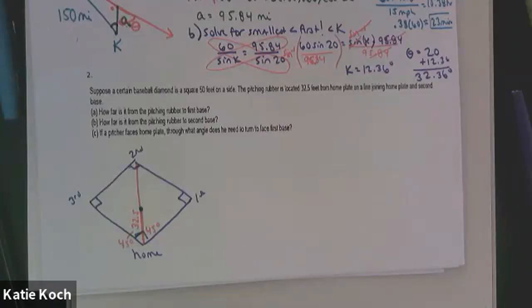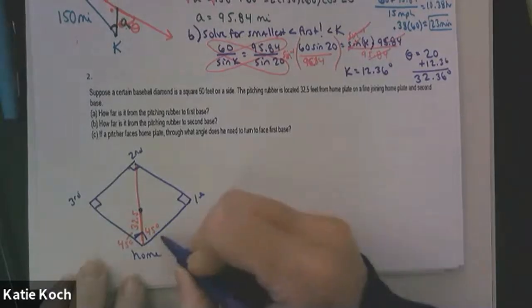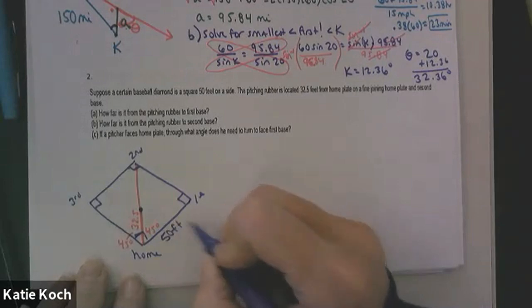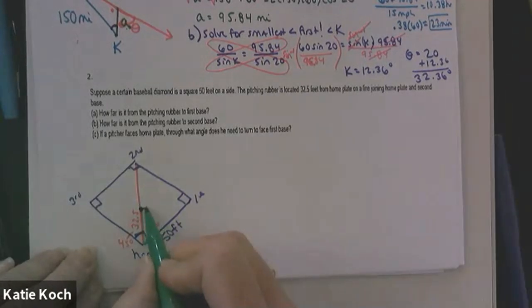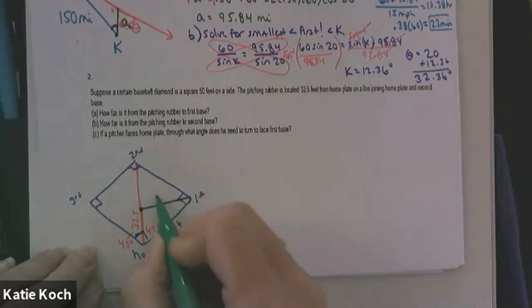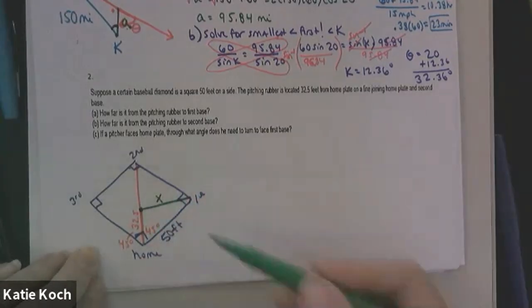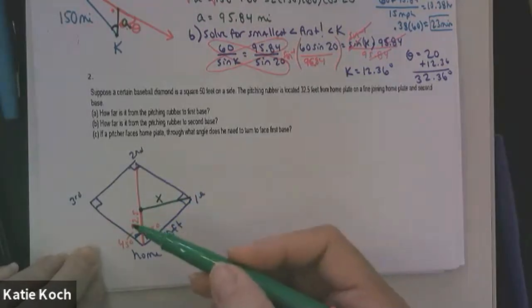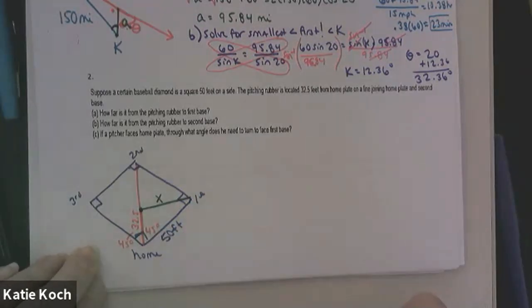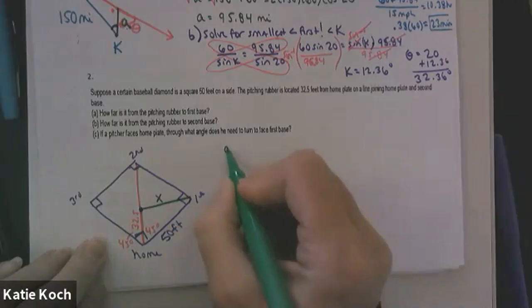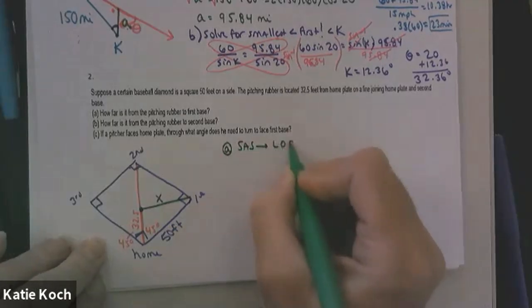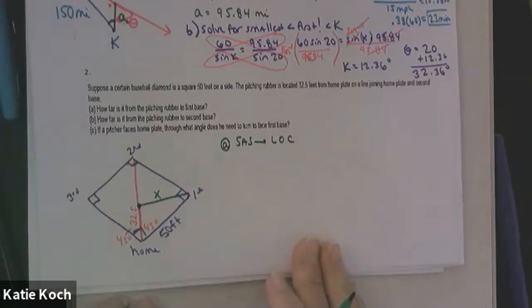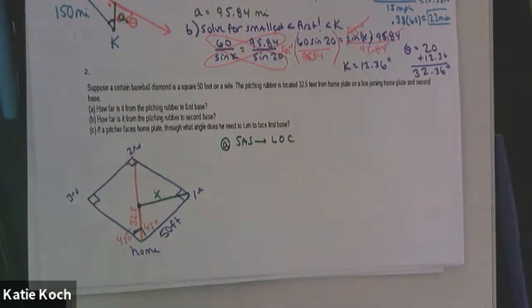Now we have everything we need because we know that the sides are each 50 feet. So I'm going to label this as 50 feet. And they want to know how far this is from the pitching rubber to first base. So they want to know that piece there. I have enough information for side, angle, side. And as soon as I say side, angle, side, the sassy one, I'm thinking I've got to use the law of cosines. And that's something you have to have memorized.